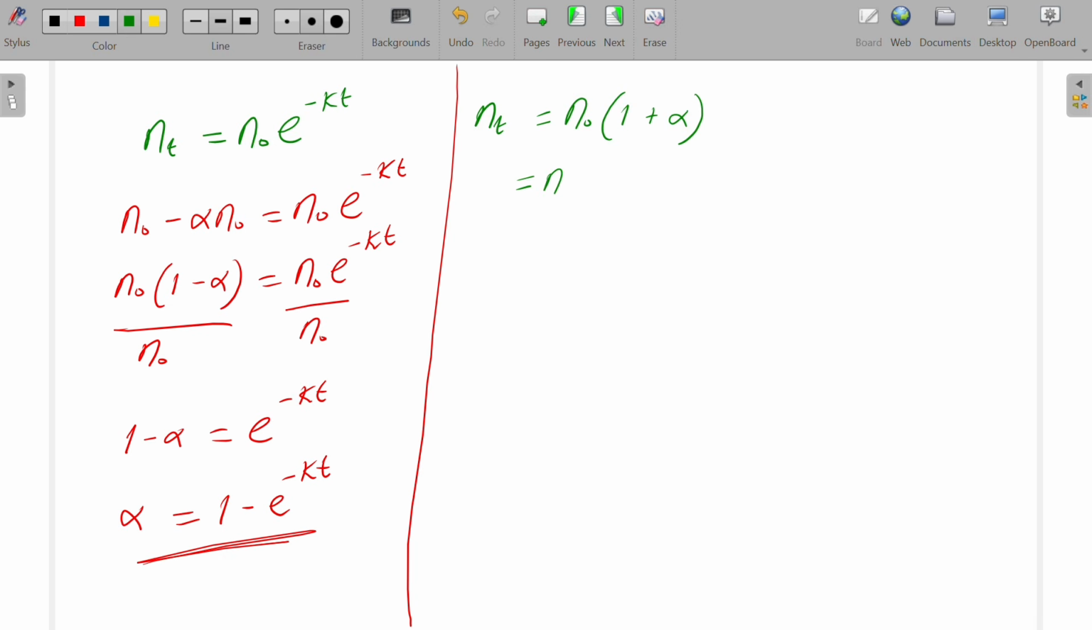Replacing, we'll say this is equal to n initial, and this will be 1 added to 1, we're replacing now, minus e to the power of minus kt, like that. When we do our mathematics here, we'll see that we have n initial, 1 plus 1 is 2, so this will be 2 minus e to the power of minus kt. So this becomes our total number of moles now, after replacing our alpha in that case.